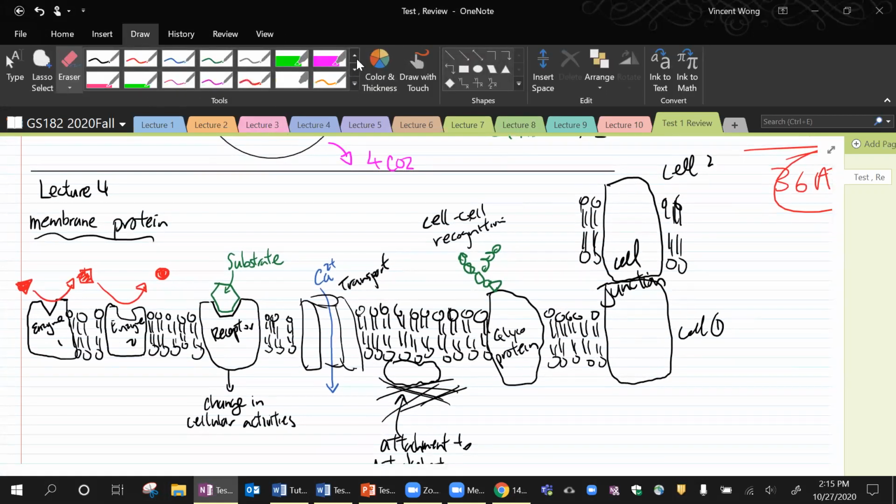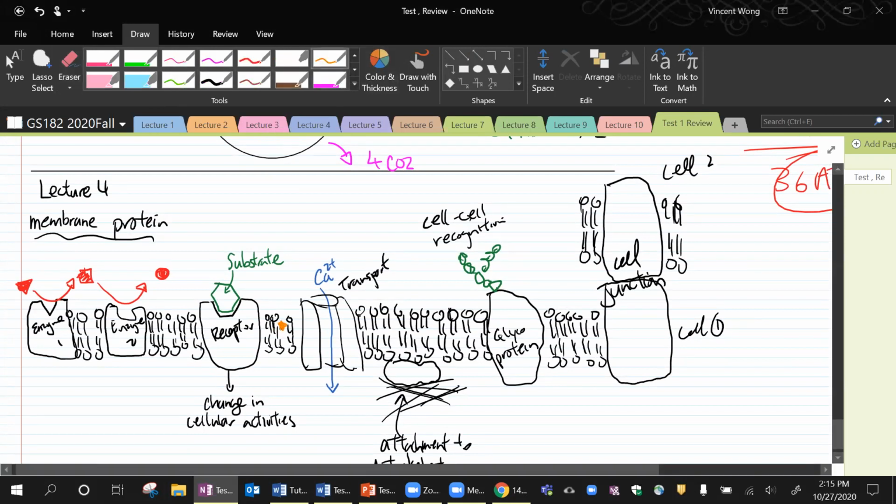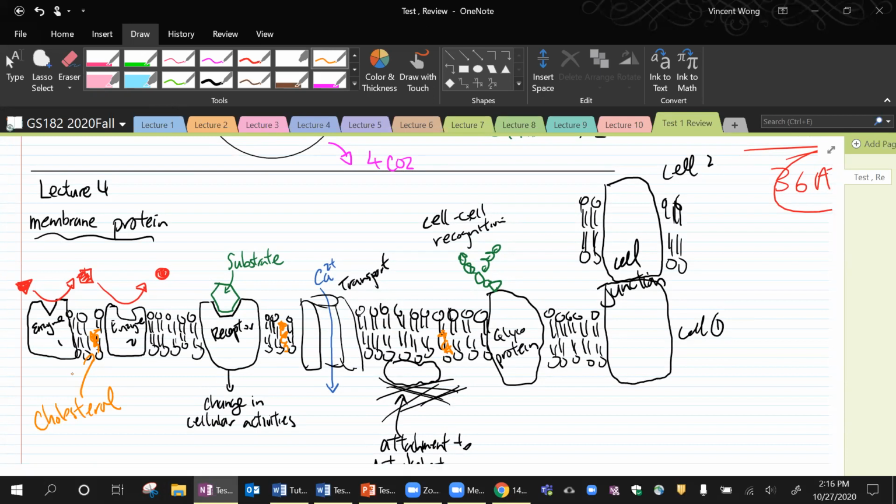And we might have some cholesterol here and there. Okay, so these are cholesterol, which would modulate the fluidity of the membrane. So the more cholesterol you have, the more fluid it's going to be, the more leaky the cell is going to be.